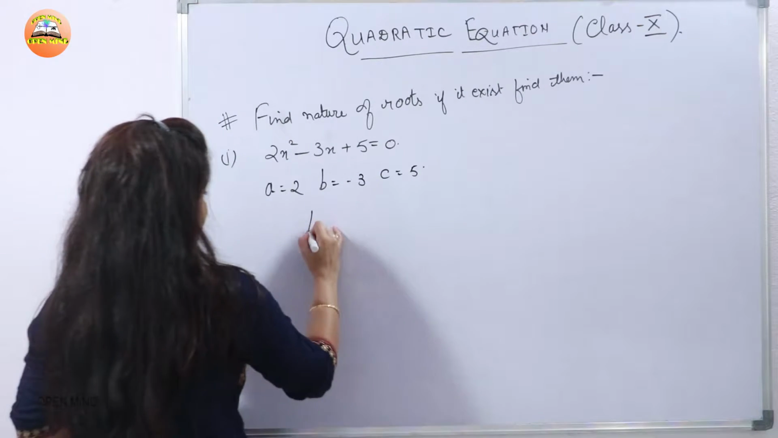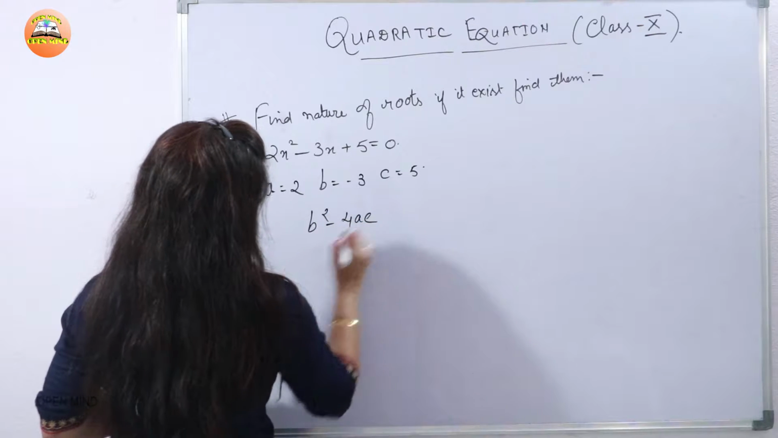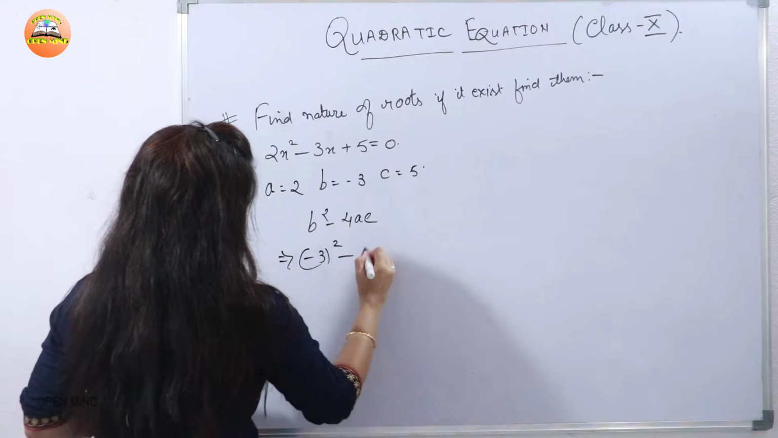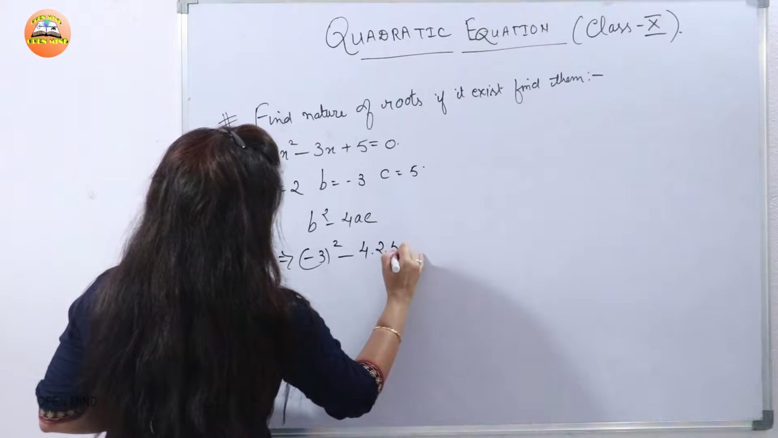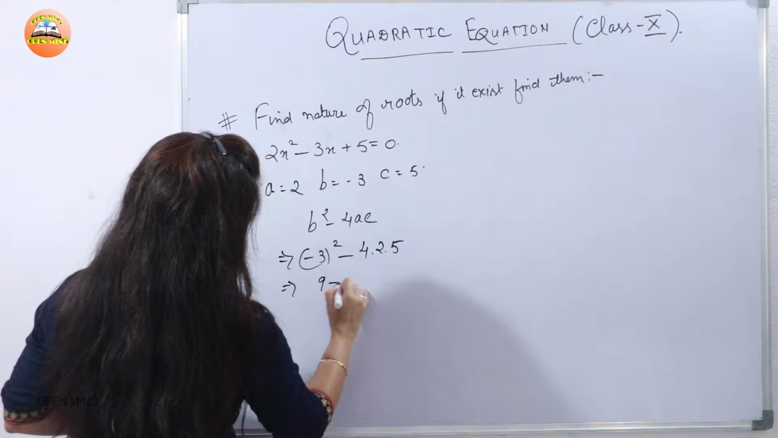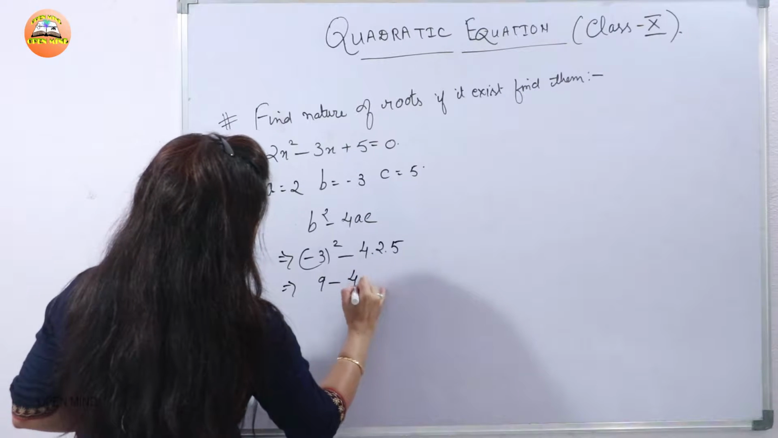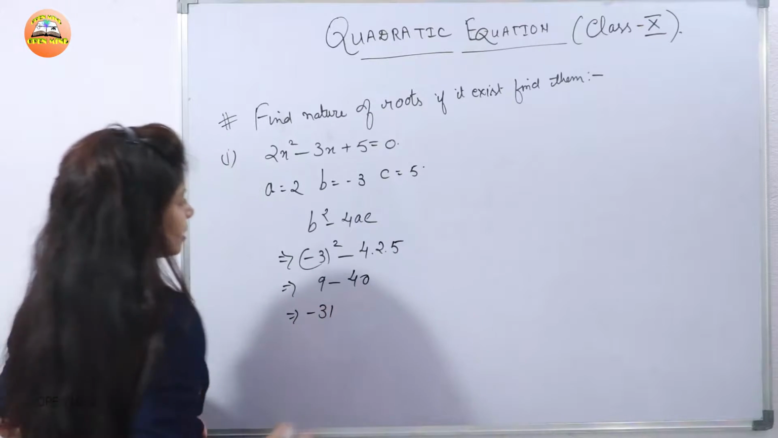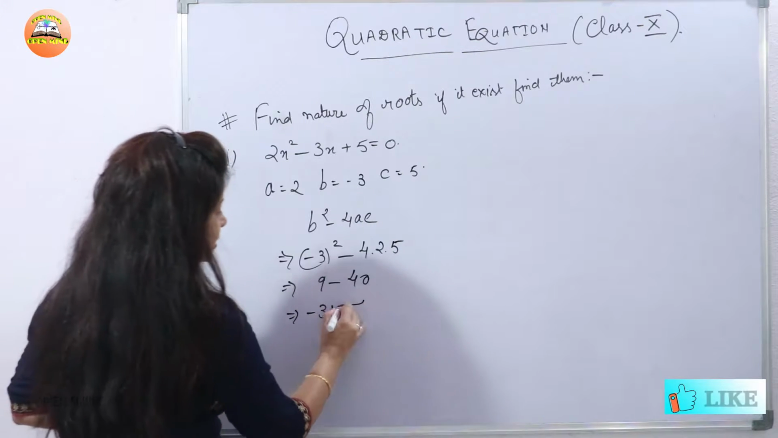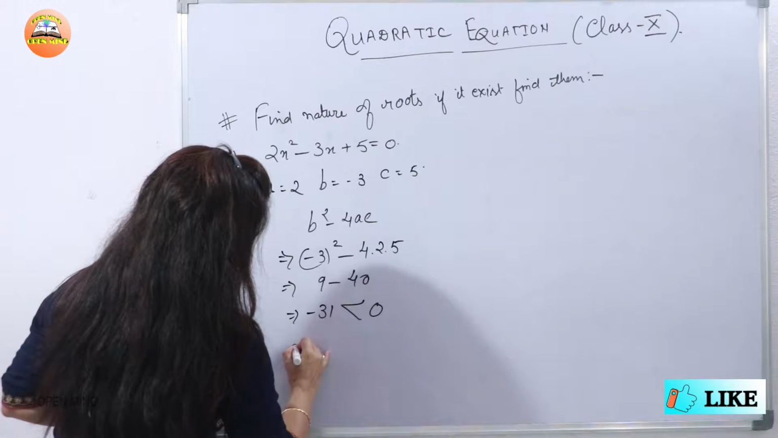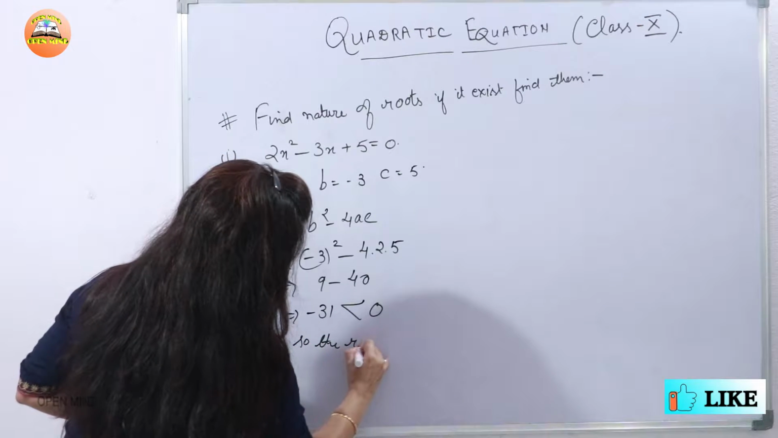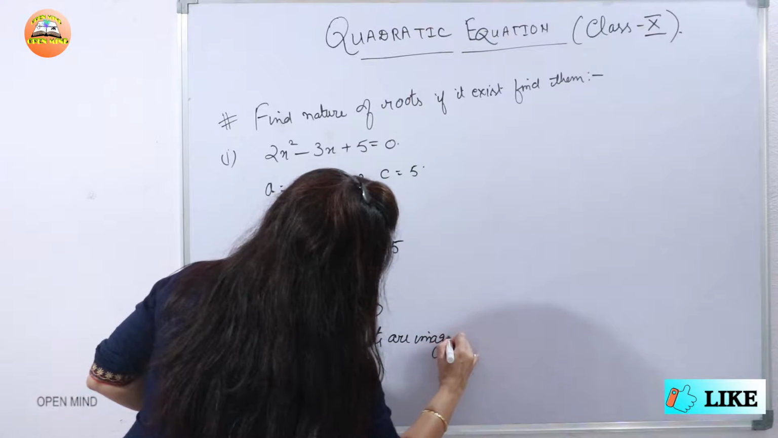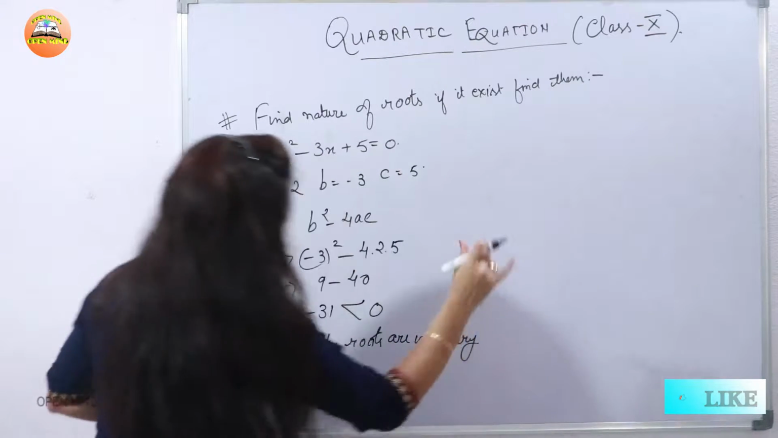As I said, first we have to find out the discriminant, that is b square minus 4ac. What is your b here? Minus 3 square minus 4 into 2 into 5. So this gives you 9 minus, 4 twos are 8, 5 eights are 40. So 9 minus 40 is minus 31. Minus 31 is less than 0, so the roots are imaginary, and we cannot solve the question further.